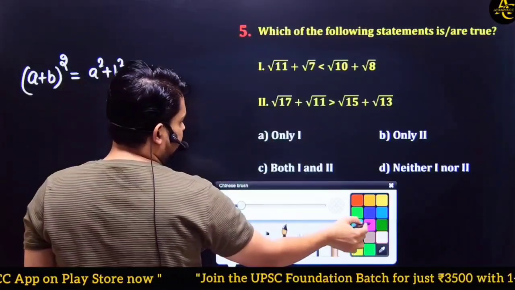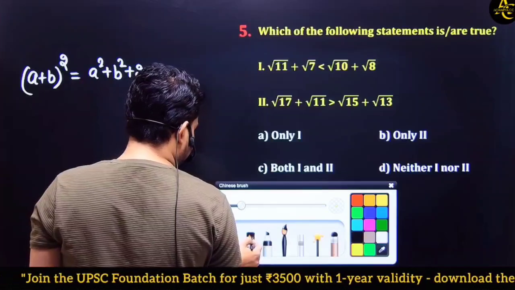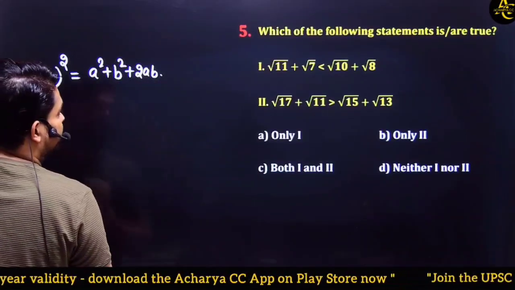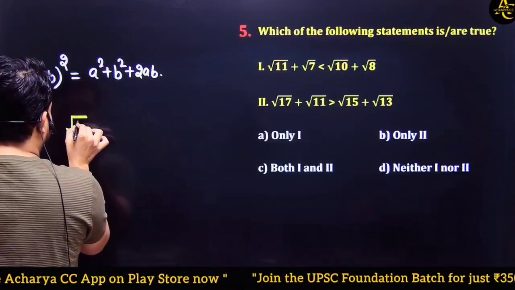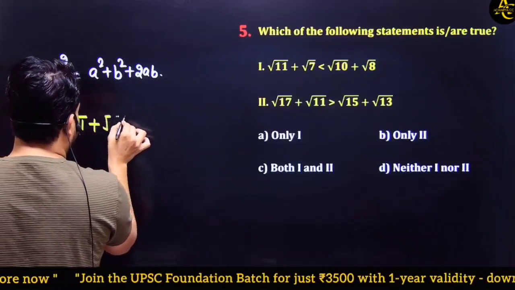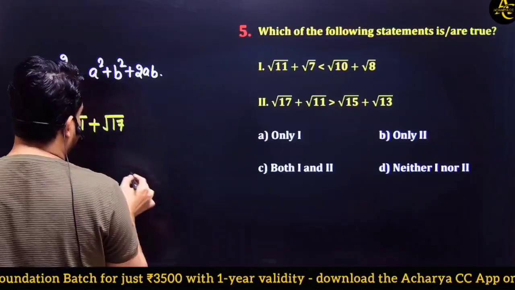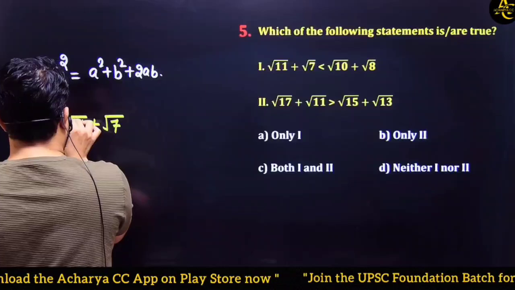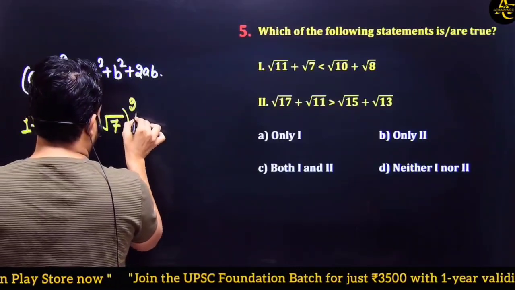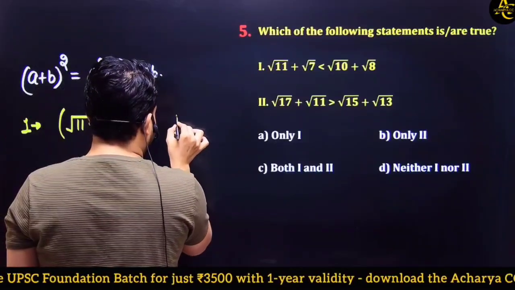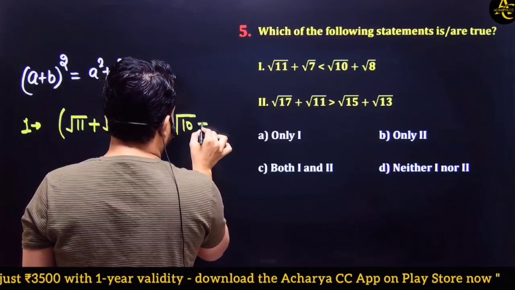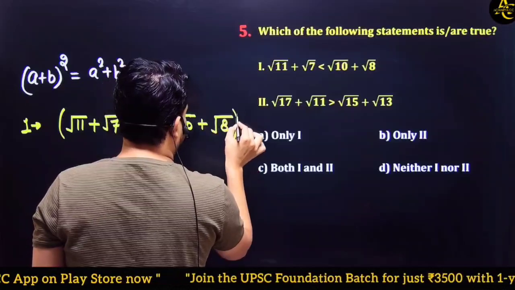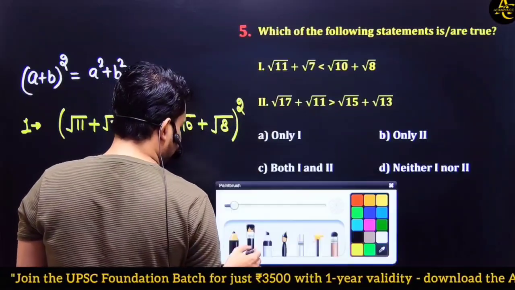I am taking statement number first. First statement, what is it? It is root 11 plus root 7. If I square both sides, I am squaring here, and root 10 plus root 8, I am also squaring here. I will compare these two numbers.